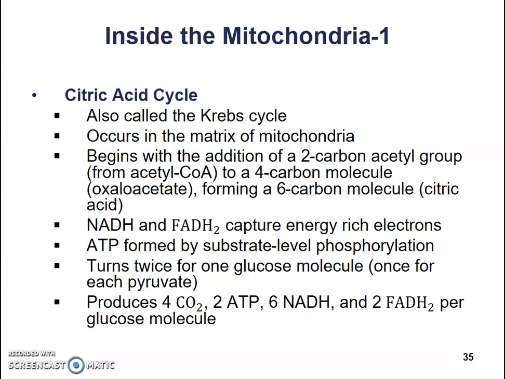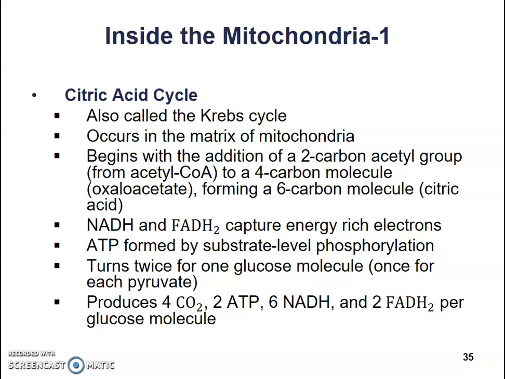NADH and FADH2 capture energy-rich electrons, so those electrons that have a lot of energy, and ATP is formed by substrate-level phosphorylation. Okay, so we get a little bit of ATP. This citric acid cycle happens twice because we broke that glucose molecule into 2 pyruvates. So we have 2 molecules that go through this process. And it produces 4 molecules of carbon dioxide, 2 molecules of ATP, 6 molecules of NADH, and 2 molecules of FADH2 per glucose molecule.